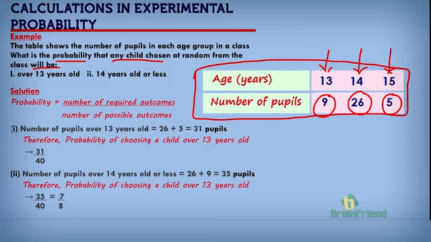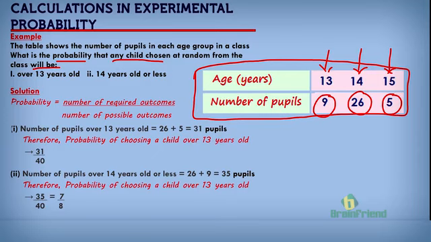Next, let's find the probability that a child chosen at random will be 14 years old or less. 14 years old or less. How many pupils are 14 years old? 26. 13 years old is less than 14 years old. So how many pupils are 13? 9. We have 26 and 9, and that gives us 35. So the number of our required outcomes is 35. Of course, we know the total number of students is 40. So 35 over 40, and that gives us 7 over 8 as our answer.